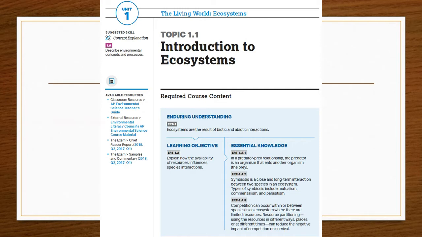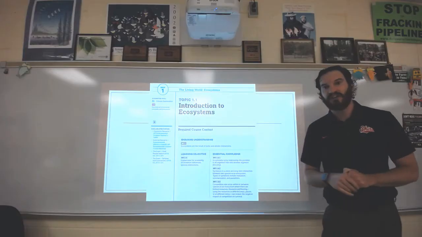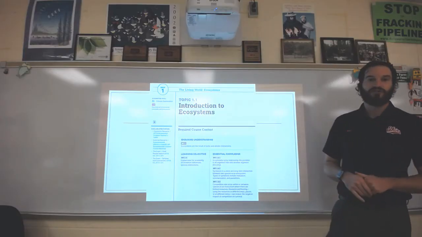Every one of my PowerPoints is going to start out the same way. I'm going to pull up a page here, and this is from the College Board. This is a document that the College Board put together, and it says what you should know at the end of this course. What it did is break it down by standard. So this is standard 1.1, the Introduction to Ecosystems, and this is what you should be able to do by the end of this.